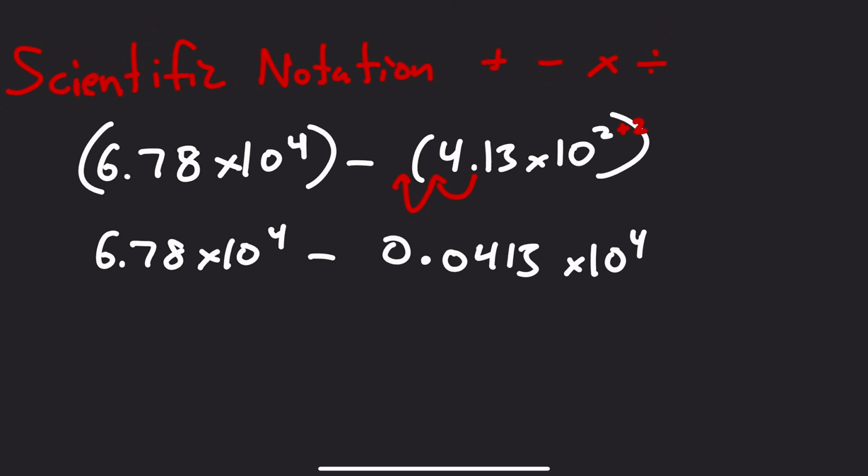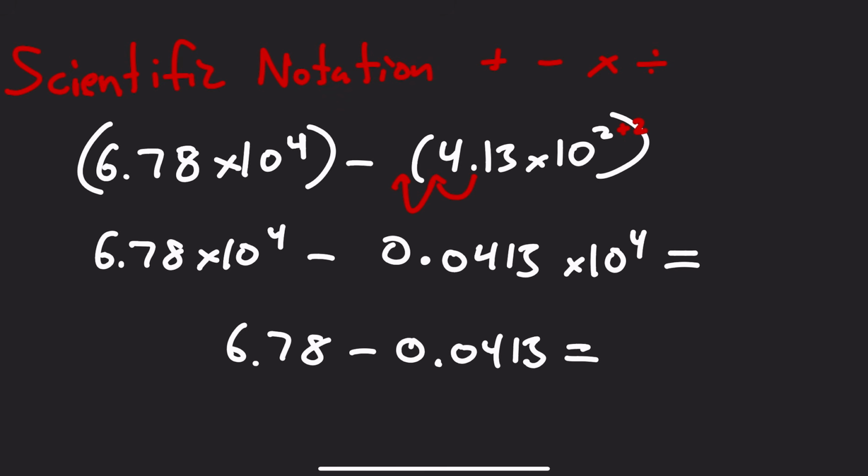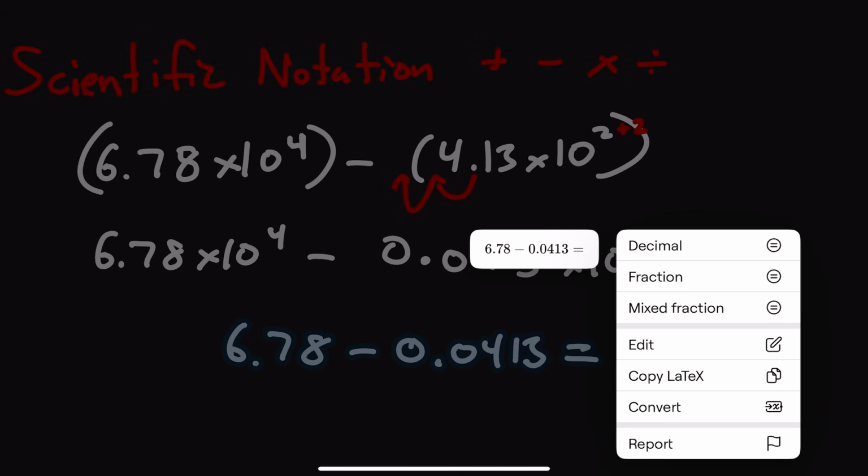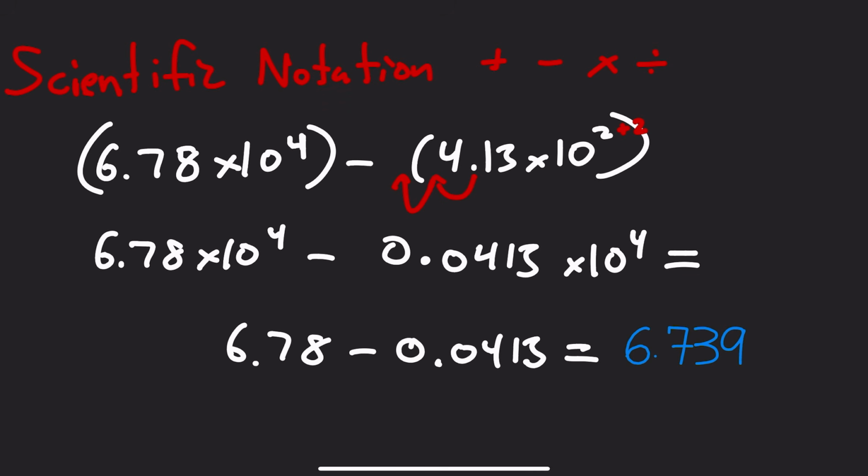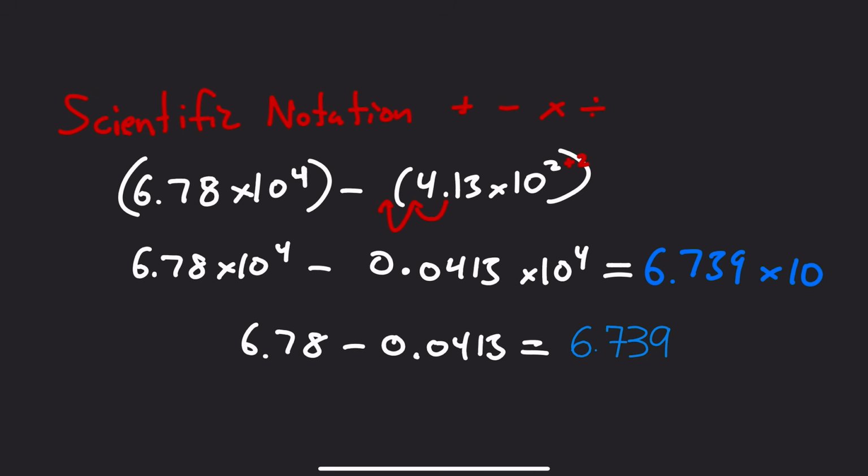So let's do the math now. If I did 6.78 minus 0.0413, it would equal, oh yes, I do have a calculator. It would be 6.739 times 10 to the 4th. See my tool? It's pretty cool, right? So guys, you would take the front number, 6.78, subtract it by 0.0413, and you would get the number in the front, 6.739, and then you keep the exponent, times 10 to the 4th. Okay, that's my example for subtracting.